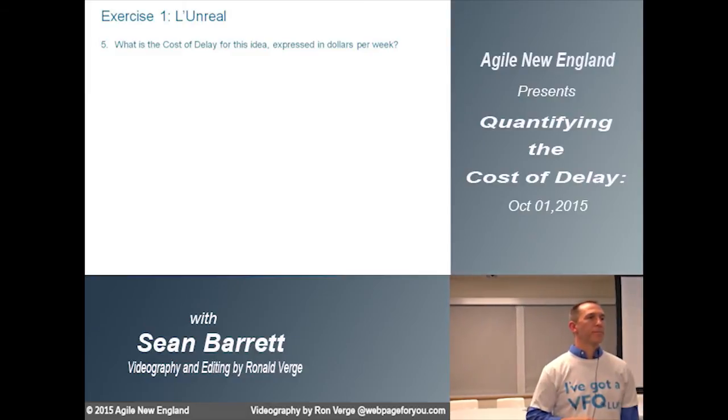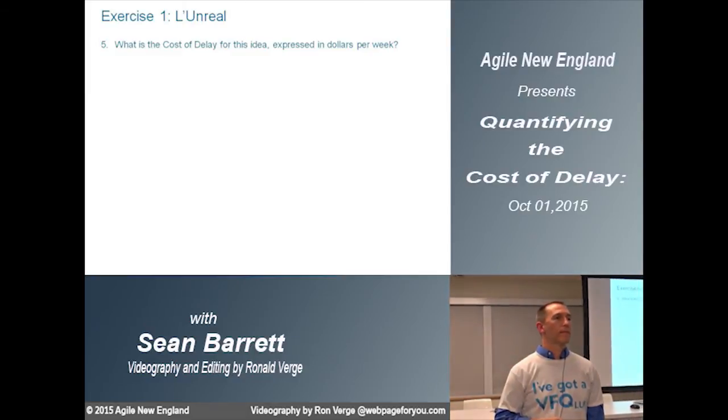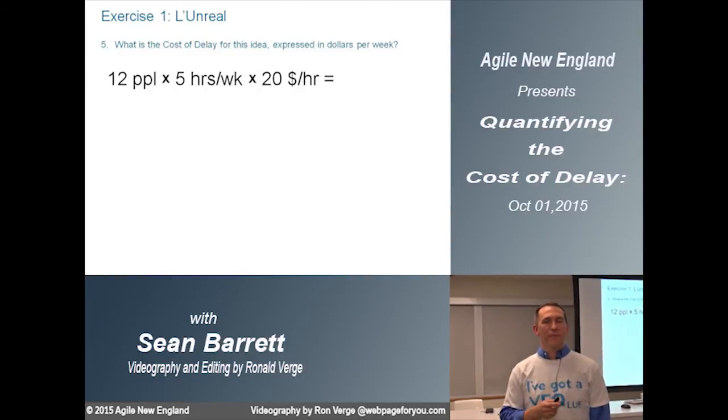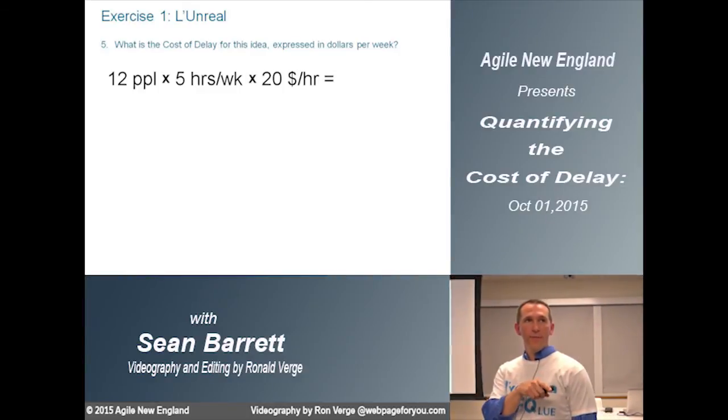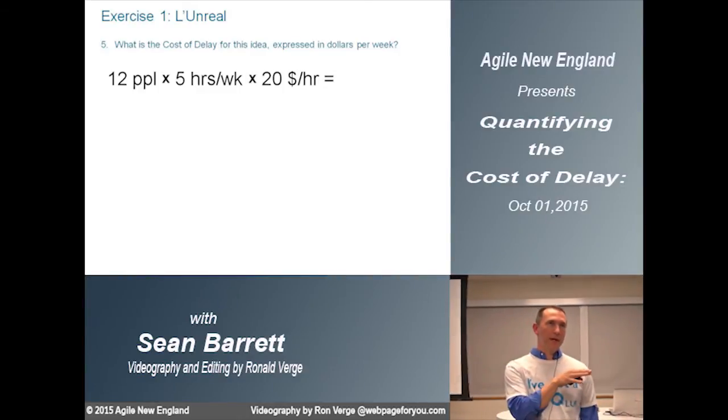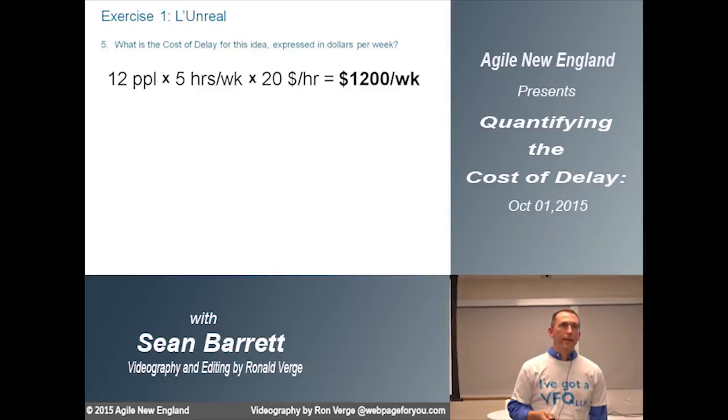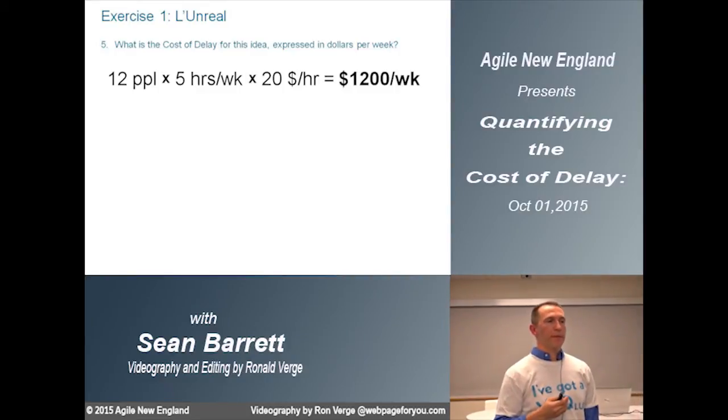What's the cost of delay? More than 2,400. Okay. So I heard the hourly rate. I heard the 5 hours a week, the 12 people, so that's 60 hours. The hourly rate, and then that comes out to $1,200 per week.